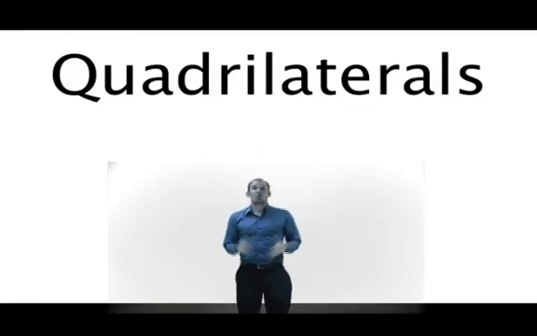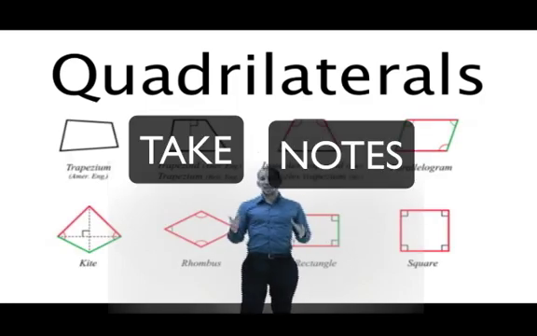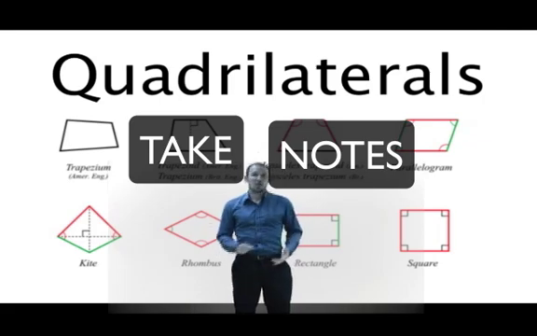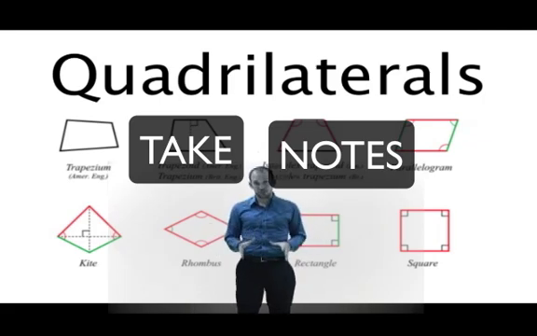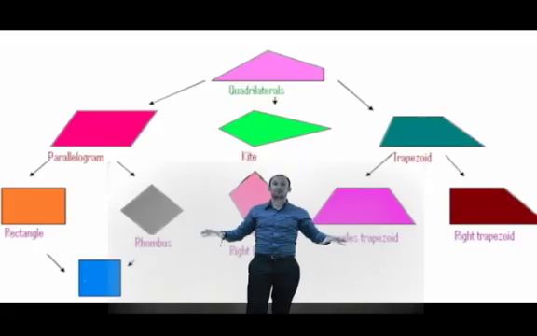Okay, let's talk about quadrilaterals. There are many types of quadrilaterals. We have rectangles, parallelograms, squares, rhombuses, and even trapezoids. Now, some people say that they can be broken down into different categories.